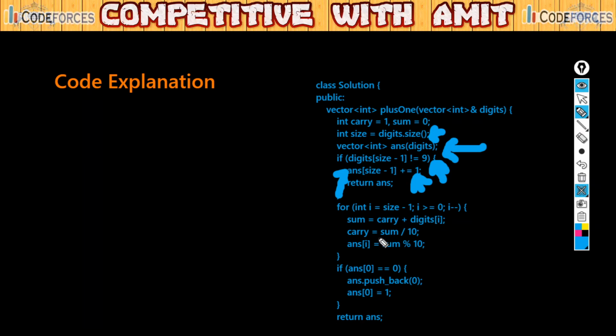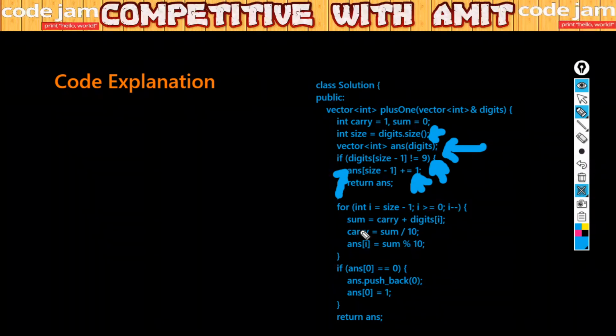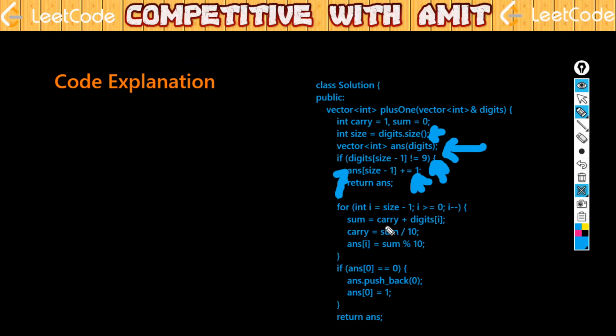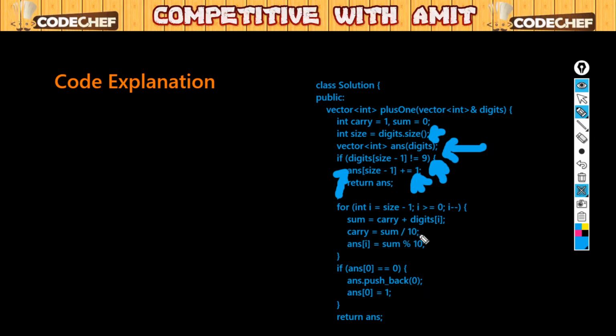Now this thing we are doing here. What we are doing is we are making a sum and carry. Now we are checking whether sum is 10 or not. If sum is 10, then we have incremented the carry. This is done by sum divided by 10.